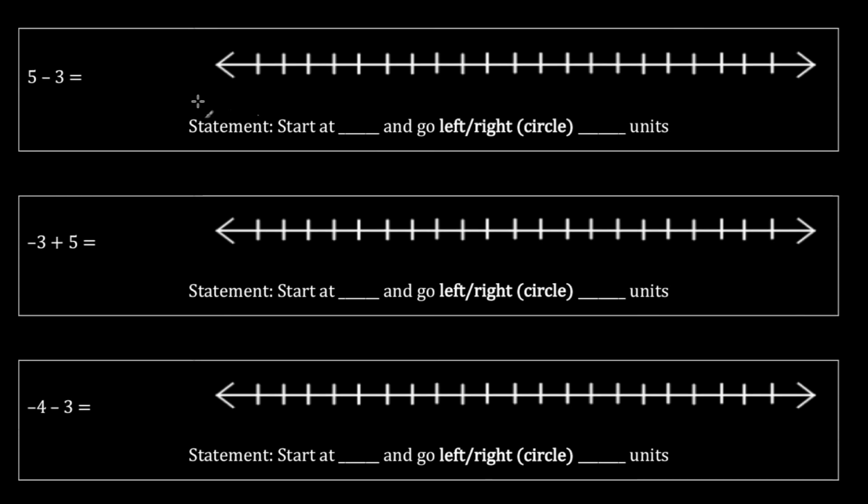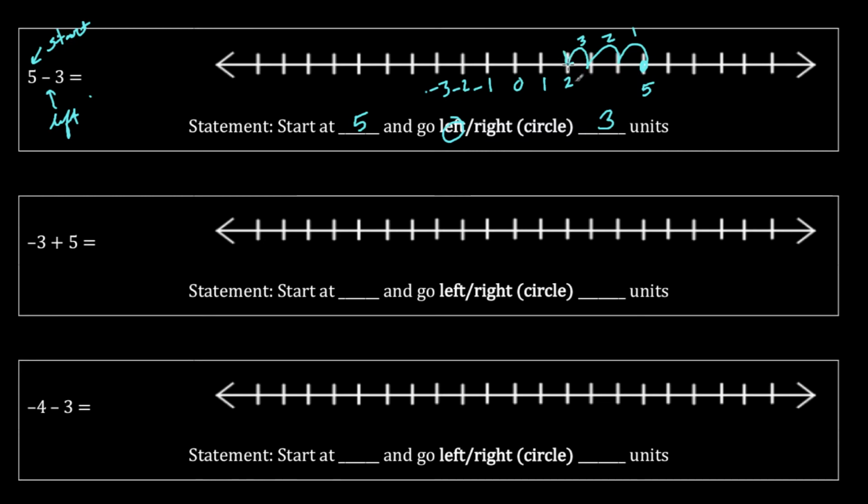Let's do it again. This time we're going to start at 5. This is where we start. And this means we're going to go left, 3 times. So let's make our number line: 0, 1, 2, -1, -2, -3. We start at 5, so I'm going to go to 5: 2, 3, 4, 5. Start at 5, and I'm going left 3 times: 1, 2, 3.